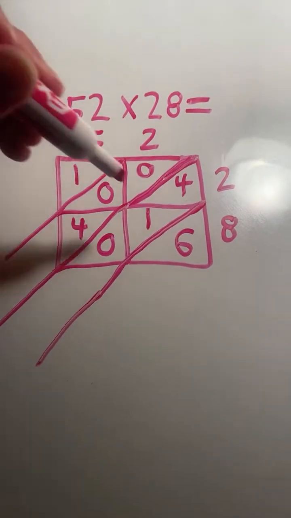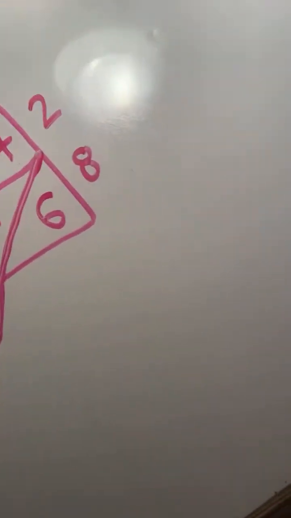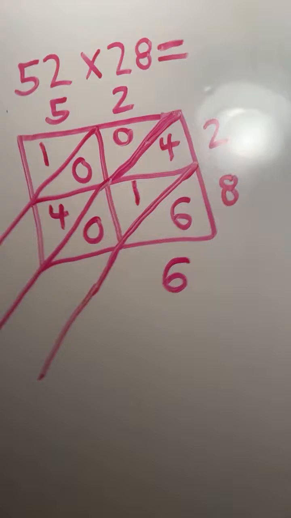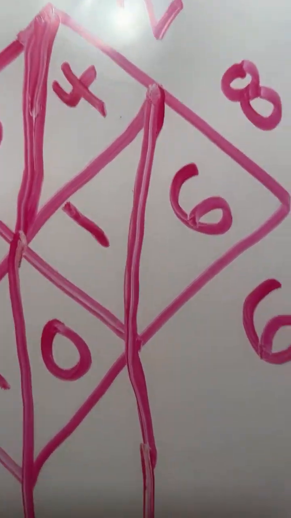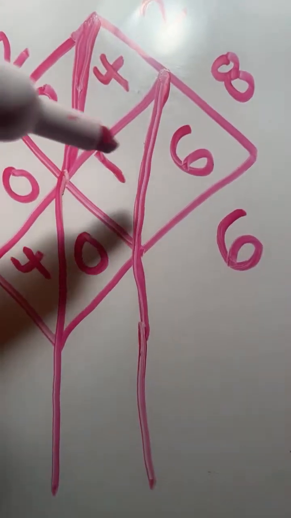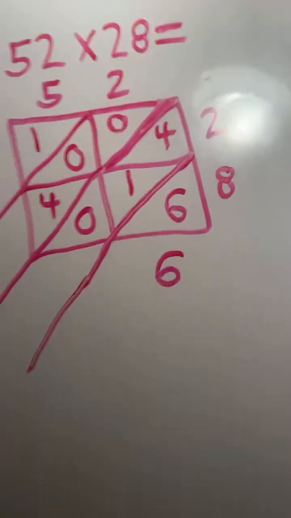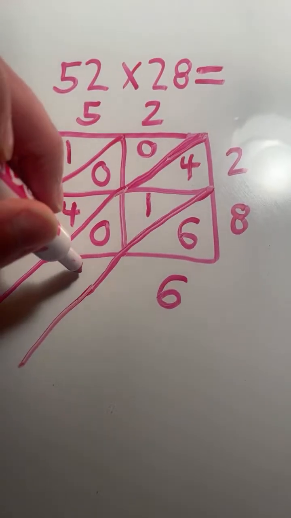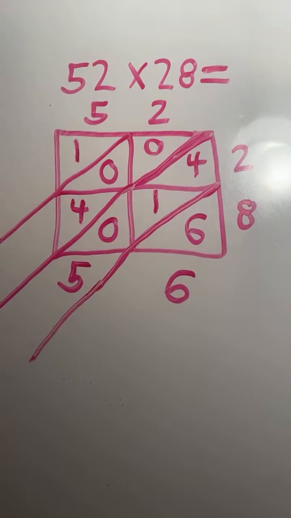Next, we have to add all of the numbers going along the diagonal lines. So going along the first diagonal line, the only number we see is 6. So 6 in the ones place. Next, we have to add the numbers going along in between these two diagonal lines here. So we have to add 4 plus 1 plus 0. 4 plus 1 equals 5, plus 0 equals 5. So 5 in the tens place.